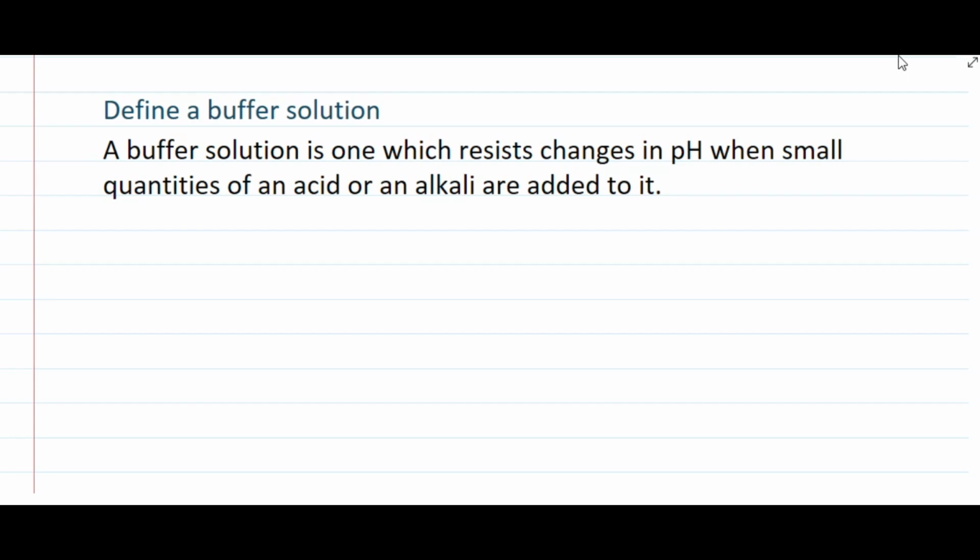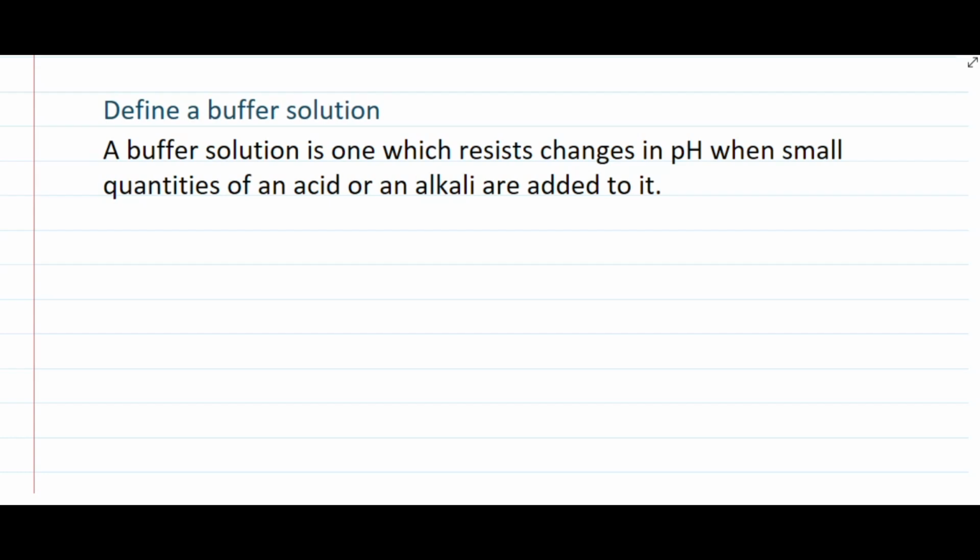As you can see, the definition says a buffer solution is the one which resists changes in pH when small quantity of an acid or an alkaline are added to it. If you think about it very well, they say it is a solution that resists changes in pH. So a solution that has to resist changes in pH should be an acidic solution or an alkaline solution. Because whenever we talk about pH, we are talking about an acid or an alkaline.